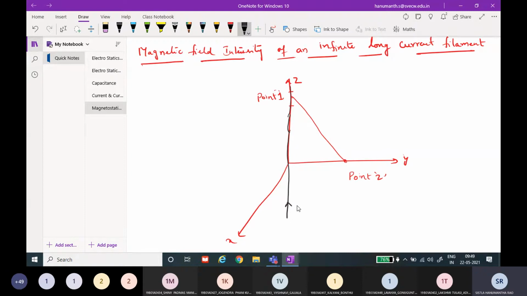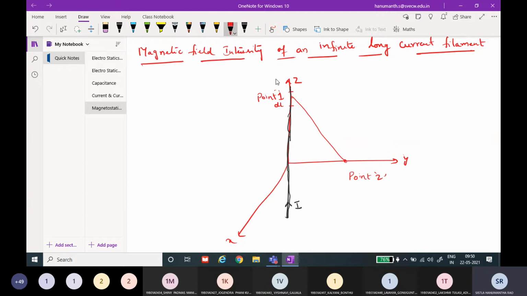This is an infinite filament along the z-axis, this black color line I should represent. The source point I should represent as point 1, and the observation point as point 2. Of course, this is the differential element, with a length of dl.